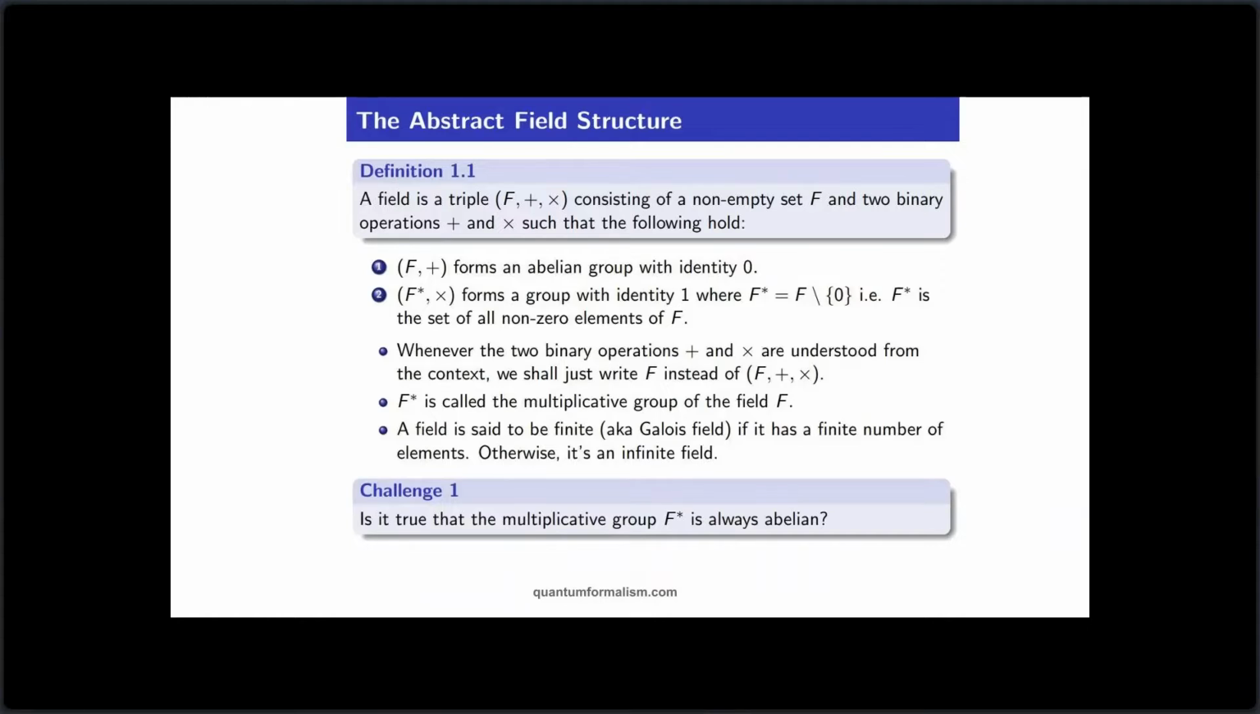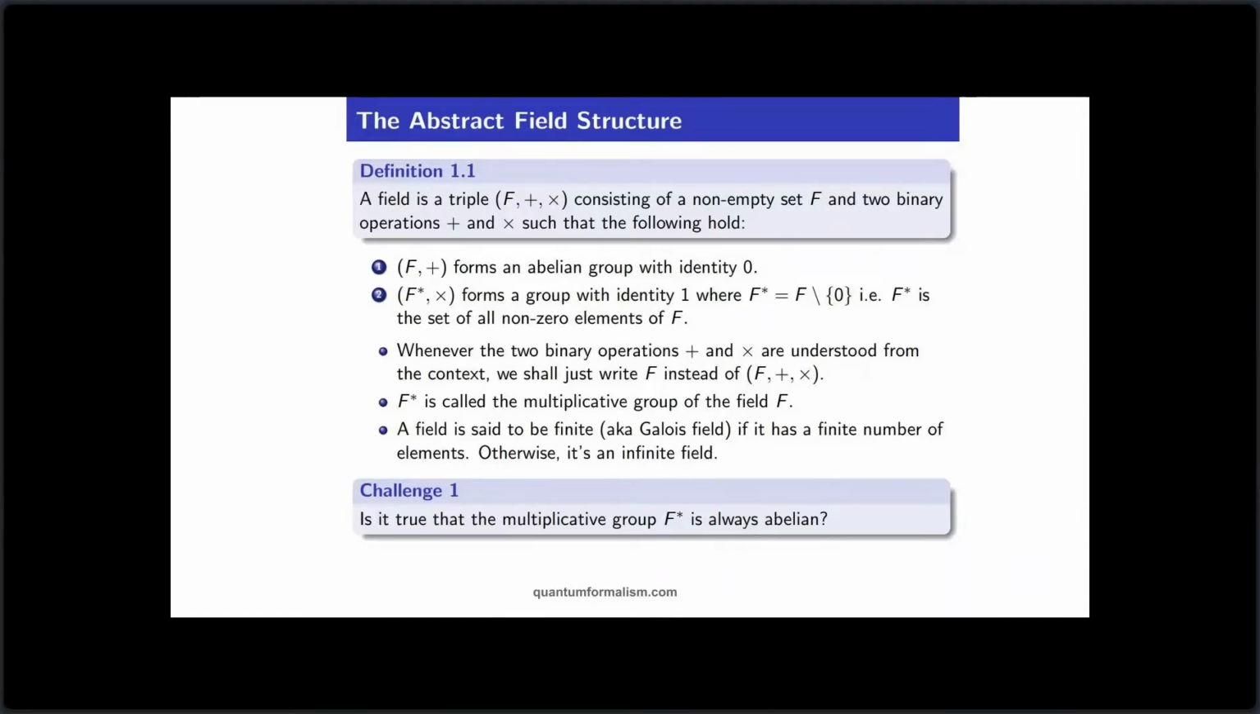So a field is a triple made of F, plus, and times, essentially consisting of a non-empty set F and two binary operations, plus and times, such that the following two conditions hold. First, F under the binary operation plus forms an abelian group with identity that we call 0.